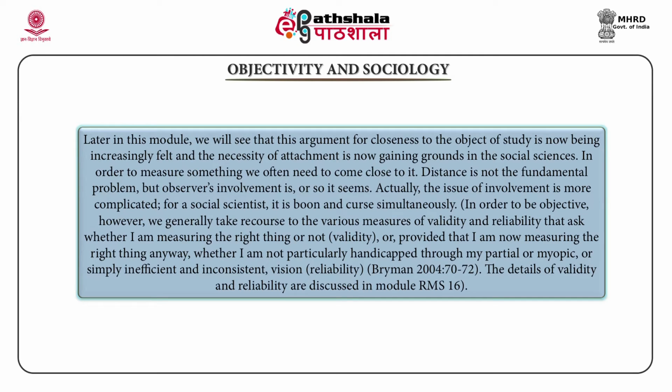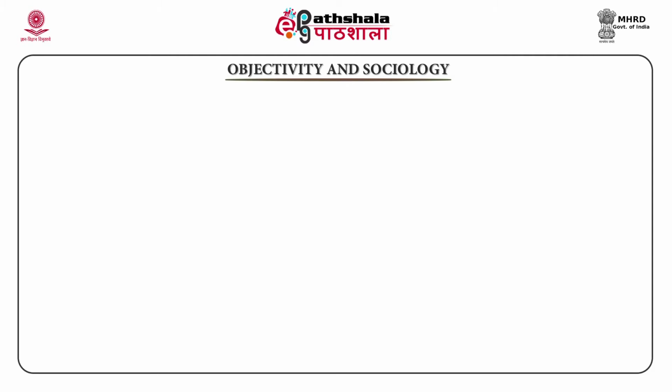In order to be objective, however, we generally take recourse to the various measures of validity and reliability that ask whether I am measuring the right thing or not. That is the issue of validity. Provided that I am now measuring the right thing anyway, whether I am not particularly handicapped through my partial or myopic or simply inefficient and inconsistent vision. That is the question of reliability.